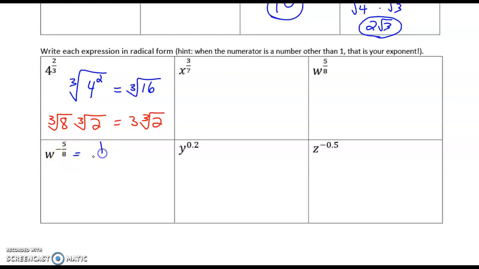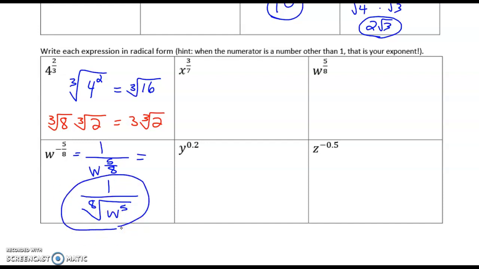What we first need to do is rewrite that as a positive exponent. Remember, we just reviewed that at the beginning of class. We can make an exponent positive by moving it to the denominator, or vice versa. Then how do I put that in a radical? We'll get 1 over the 8th root of w to the 5th. If you have a decimal, just change it to a fraction. So 0.2 would be the same thing as 2/10, which we could simplify to be 1/5. So then how would I write that? The 5th root of y.